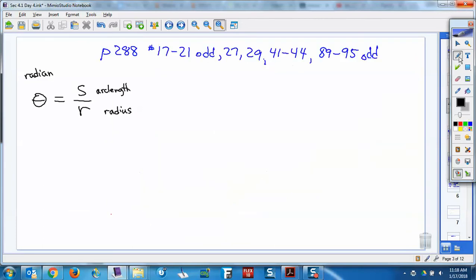Any questions on the homework here? Yes? 89. So 89 was the one where 89 and 91 say, find the length of the arc on a circle of radius r intercepted by central angle theta. So it comes back to this right here.